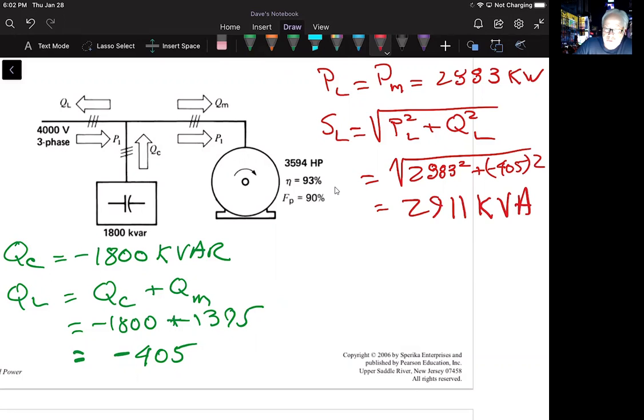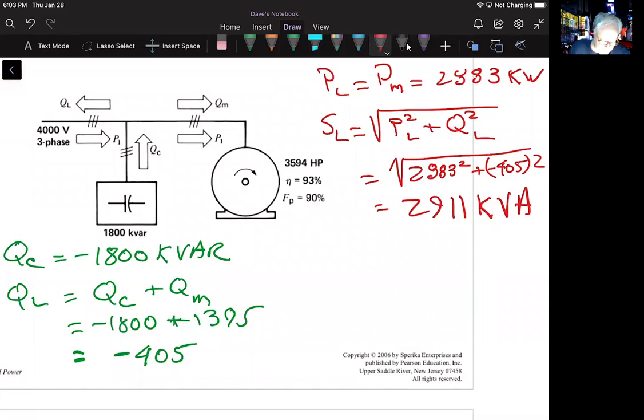All right, kind of interesting, right? We did a power triangle related to the motor. We did a power triangle related to the line, and worked both of those things out. That's part D. Take a break, we'll do E. And when I say take a break, go back and make sure you understand this before you go into the next part.